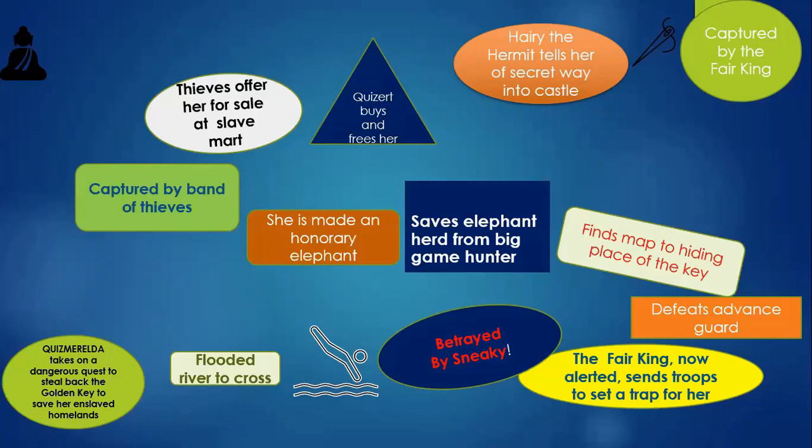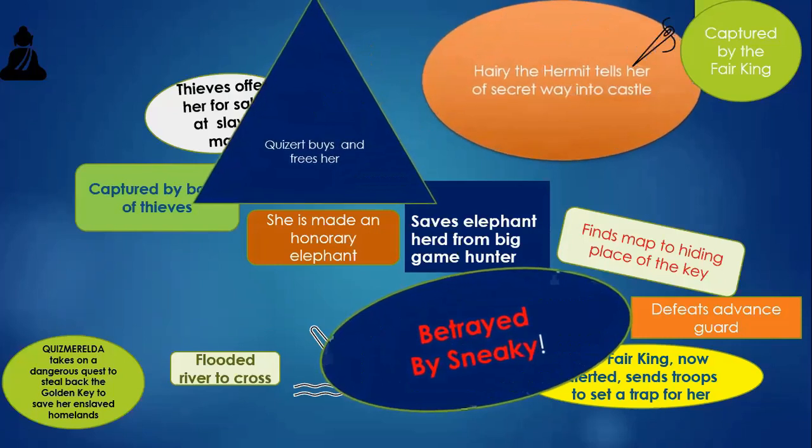He spends his own money. Thankfully, he had enough, and he buys her and he sets her free. And I guess it must be about this point that she has the romance, because she's not going to manage her romance while she's captured by thieves. So it's at that point that the romance line comes in and ends with Harry the Hermit telling her the secret way into the... Did you spot the 3 crossover points?